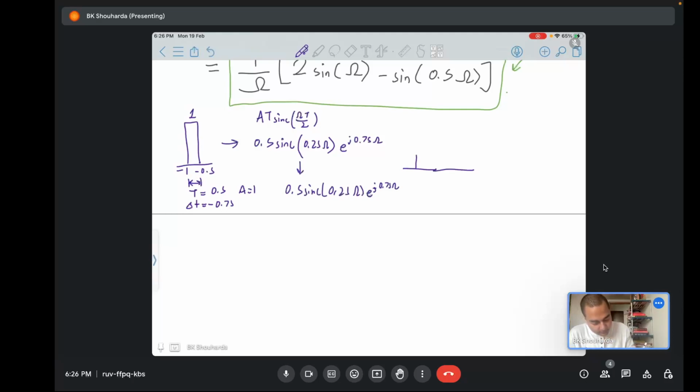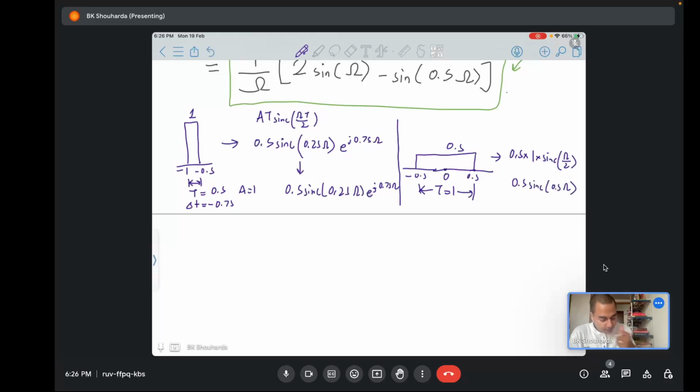And then the other one was this: -0.5 to 2.5. This is centered around 0. This was a... what is the t? The time difference is 1, and sinc omega upon 2, 0.5 sinc 0.5 omega. Okay, so in this scenario you would also require some more calculations.